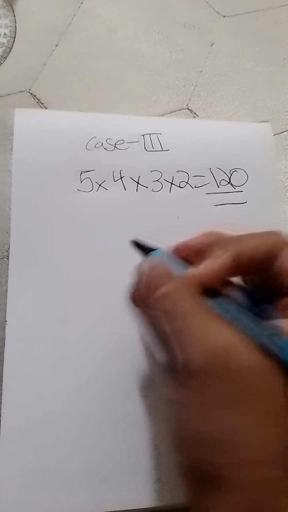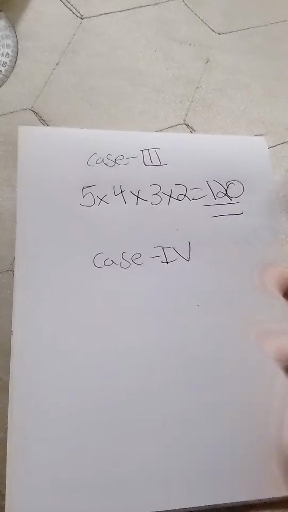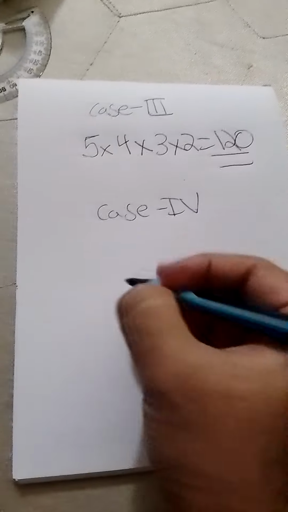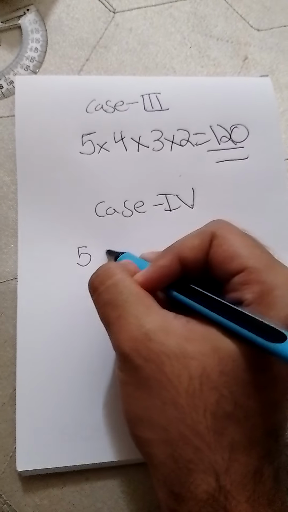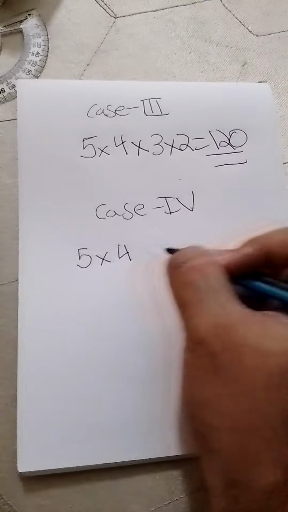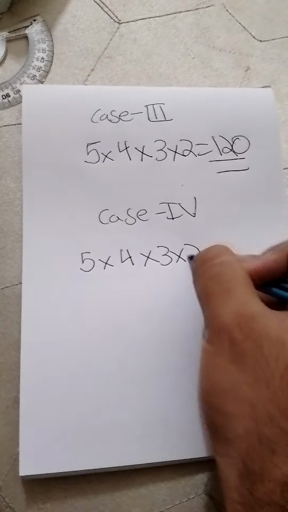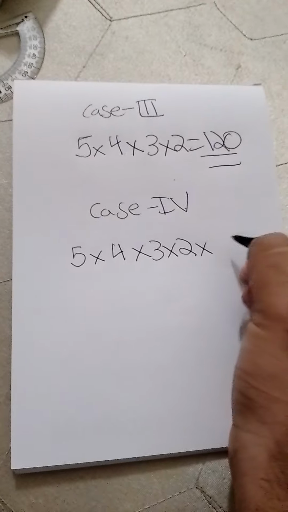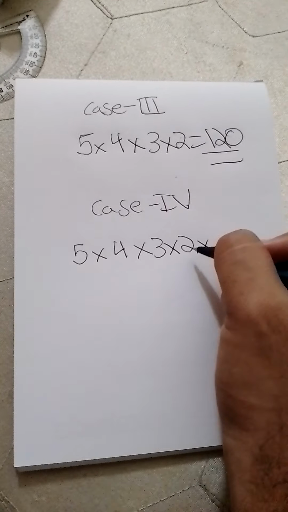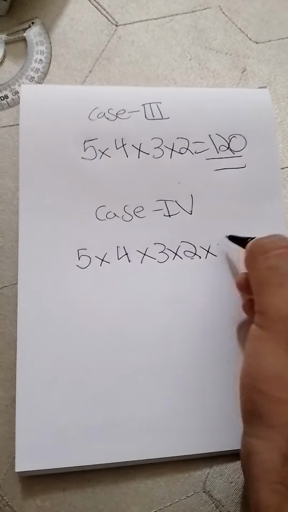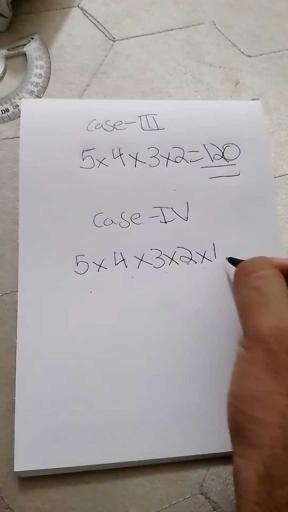Case 4. Case 4 again. First position has 5 options, second position has 4 options, third position has 3 options, fourth position has 2 options, and the fifth position has one last option. 5 into 4 into 3 into 2 into 1, we again get 120.